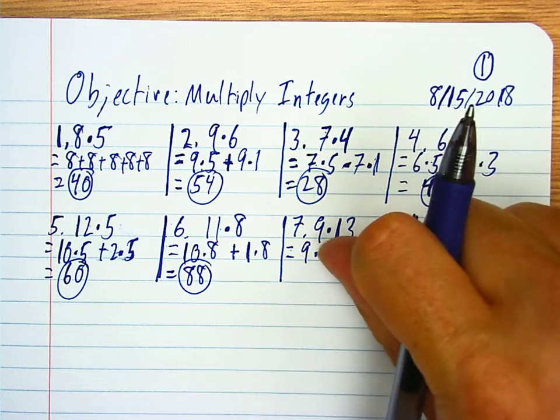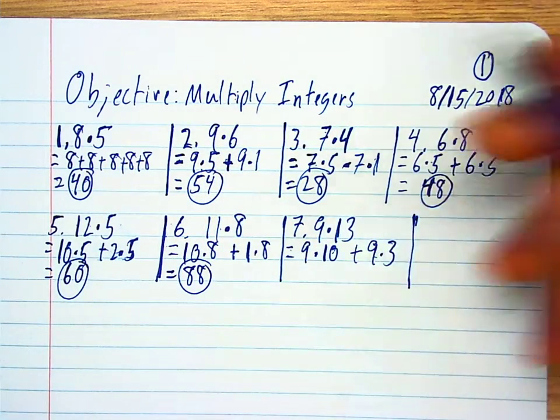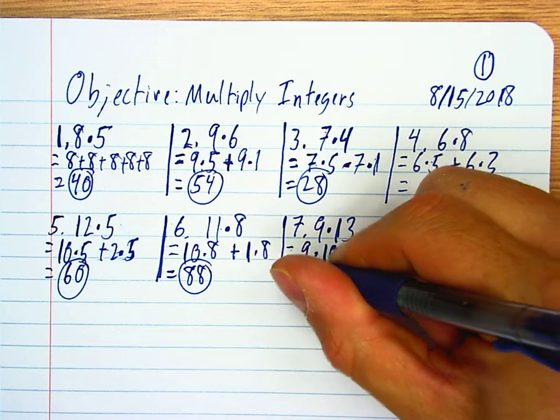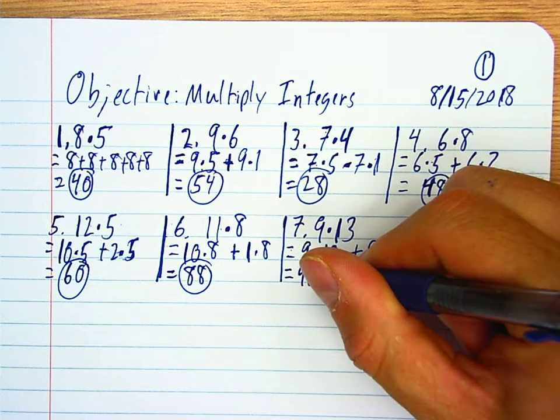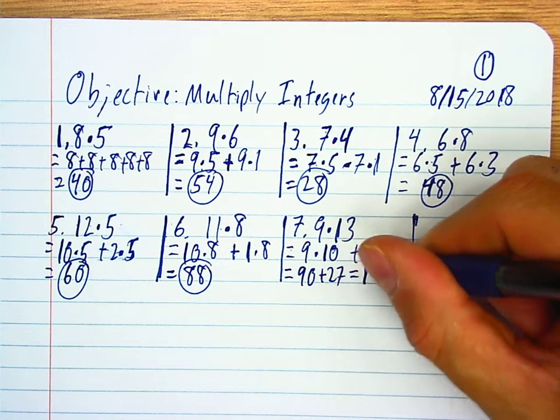Again, I highly recommend using 10s and 5s when you're breaking the numbers apart, as it makes things much easier to memorize, as 10s and 5s tend to be very easy to memorize. So 90 plus 27 is 117.